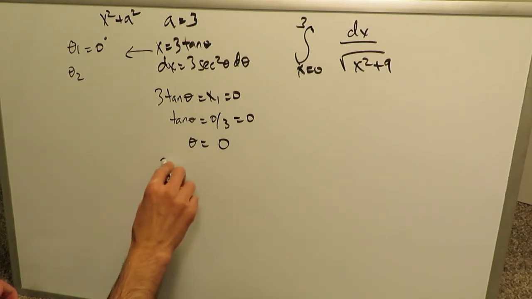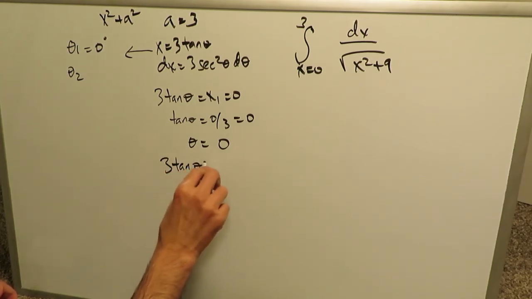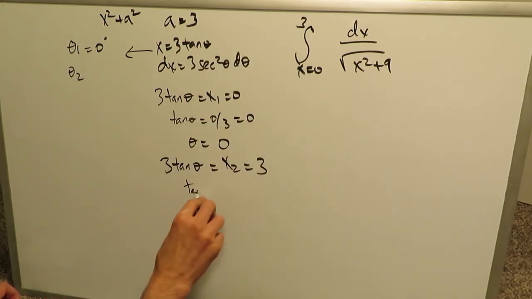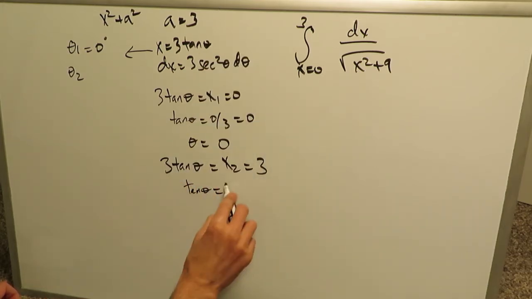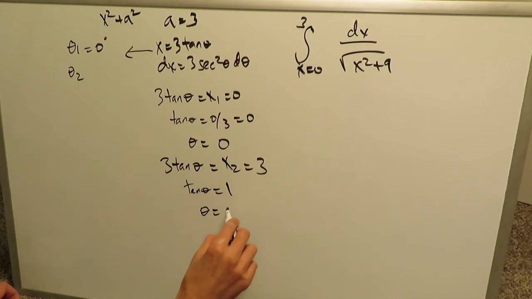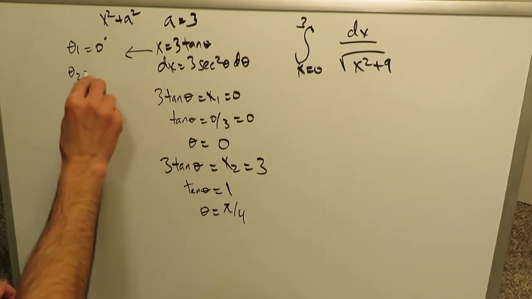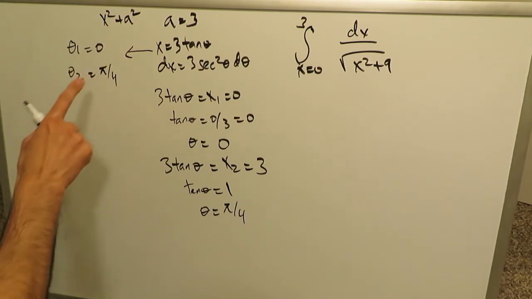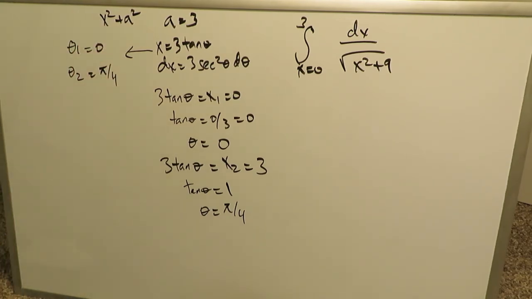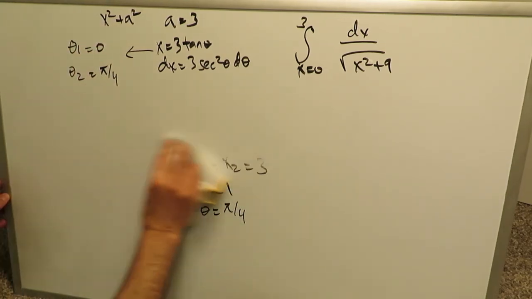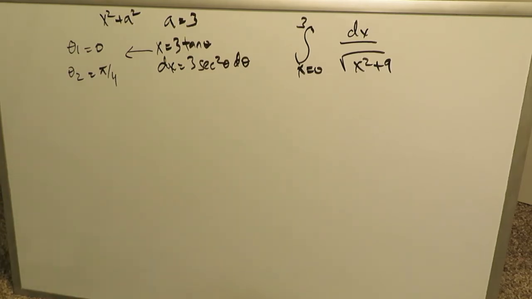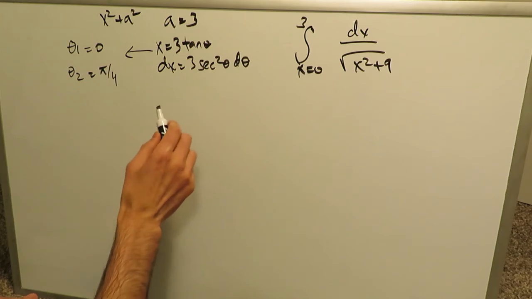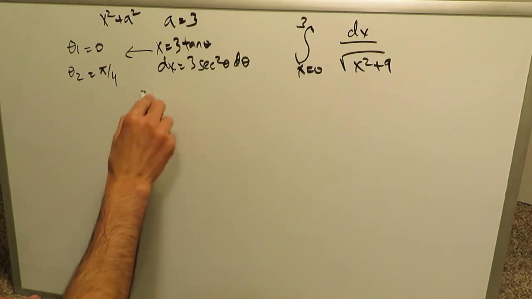Now, let's do this. 3 tan theta is equal to x2, which is equal to 3. Tan theta is equal to 3 over 3, which is 1. Theta is equal to inverse tan of 1, which is pi over 4. We can make this in radians, 0 and pi over 4. Those are our new intervals. So keep all of this in mind as to how these things play out. We have everything set over here now. Now we do our substitution over our new interval.